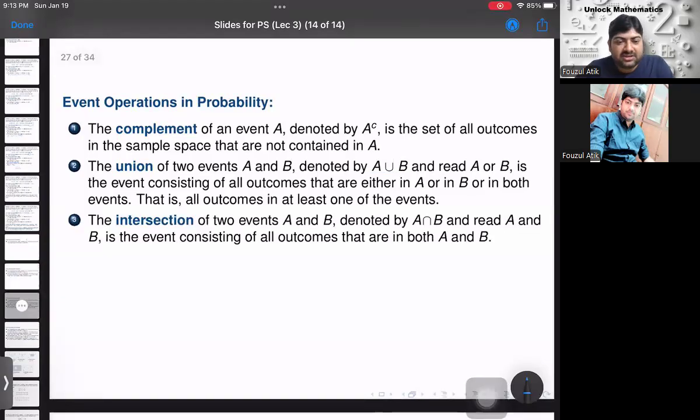Then we have the intersection. The intersection of two events A and B is denoted by A intersection B, and we read it as A and B. It is the event consisting of all outcomes that are in both A and B.